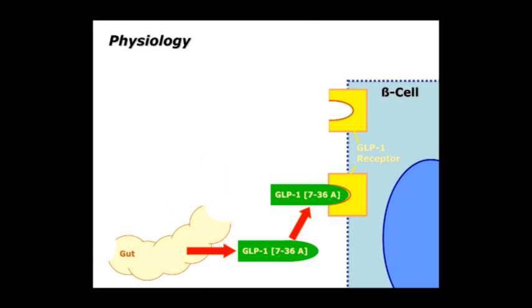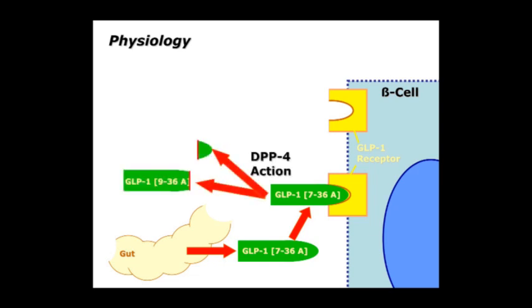Let me draw some conclusions. So in physiology regarding GLP-1, the gut produces GLP-1 in the same way and in the same quantity in patients with type 2 diabetes and in healthy subjects. This GLP-1 binds to receptors, for example, on beta cells, but there are other target cells for GLP-1 that I'll talk about in a minute.